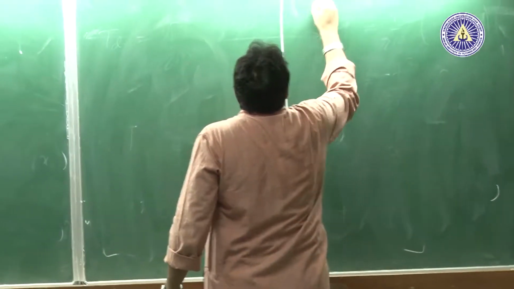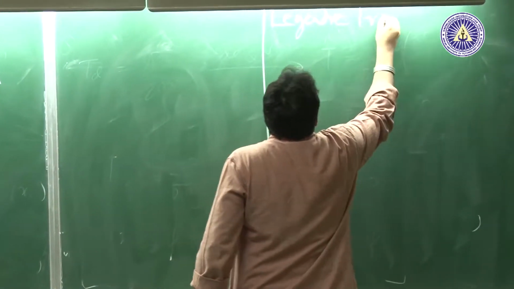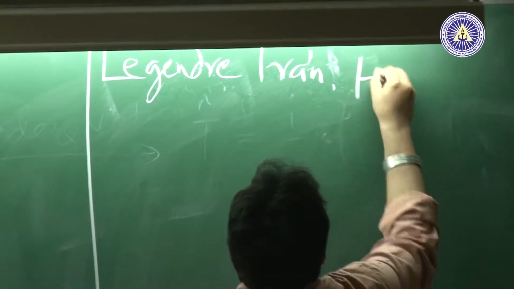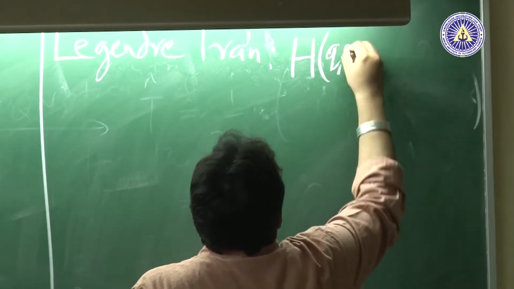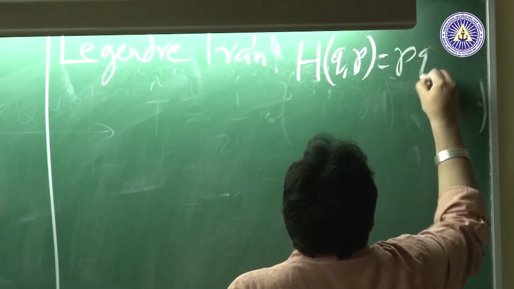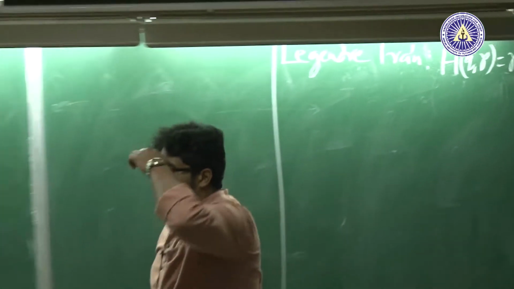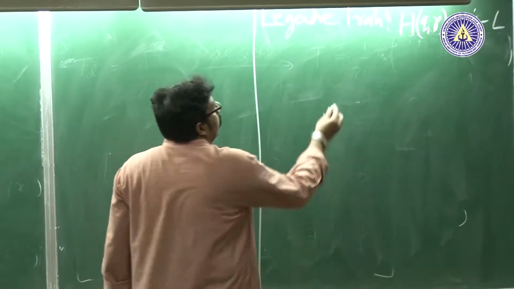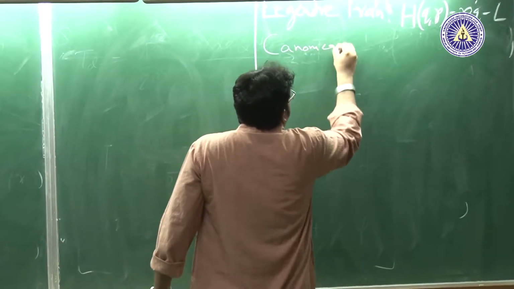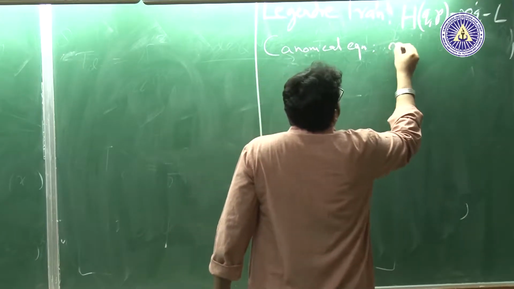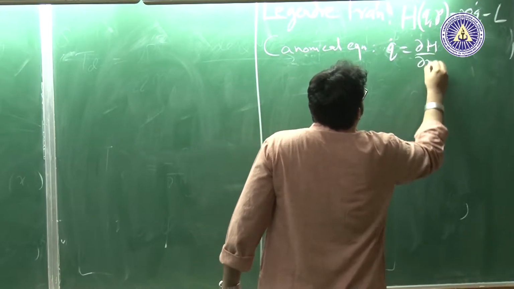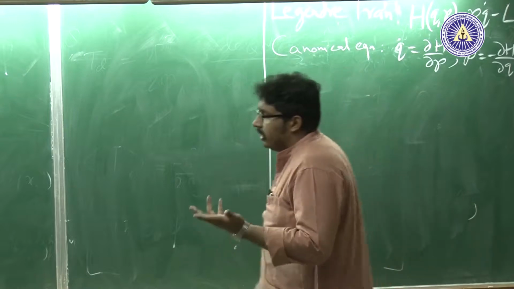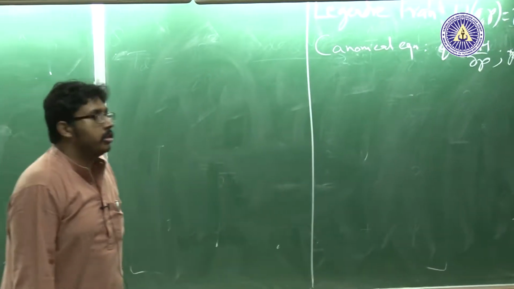Last class we did the Legendre transformation, and what we found was you could define a new function, p q dot minus L. We said that we can use this particular function, which is the Hamiltonian, to write down the canonical equations, which is q dot equal to del H del p and p dot equal to minus del H del q.